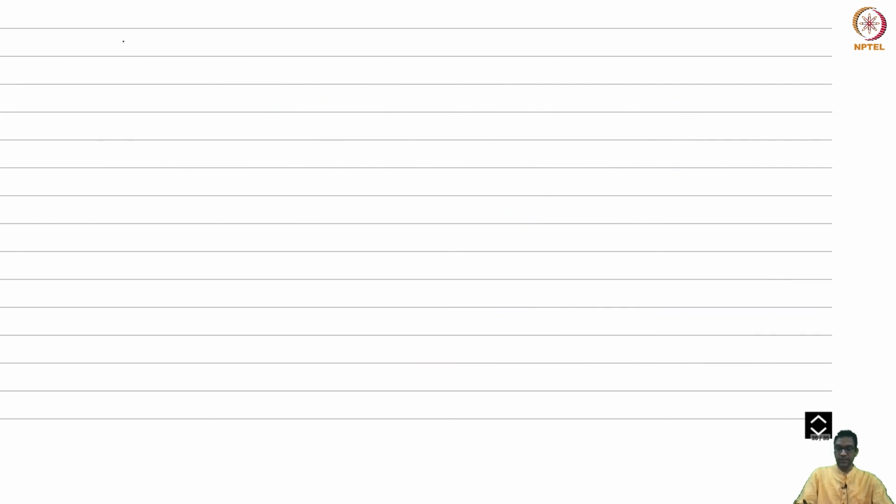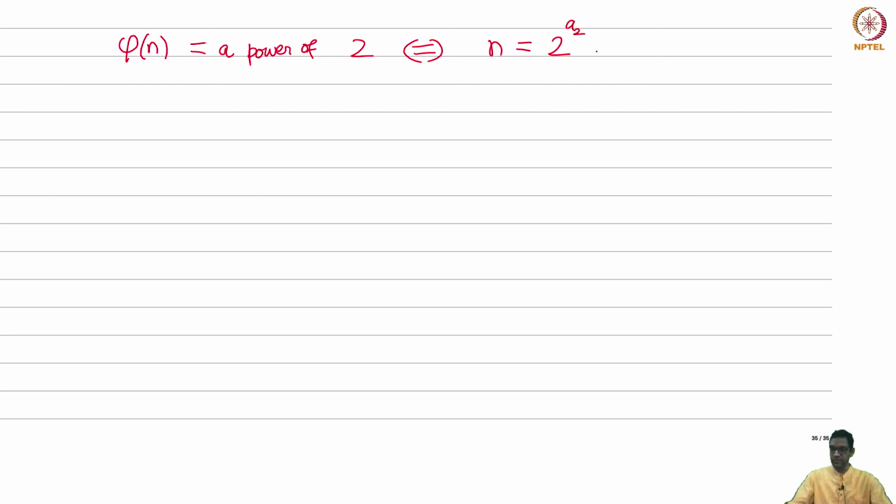So what does this mean? This says that phi n is a power of 2 is the same as saying n looks like the following: n is some power of 2, doesn't matter which power, times some product of prime powers, the other primes. Now the other primes which occur must all occur with AP equal to 1. So each of the other primes occurs with coefficient 1.